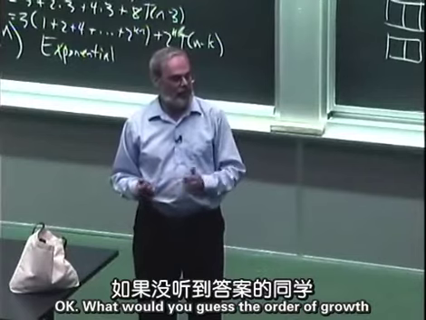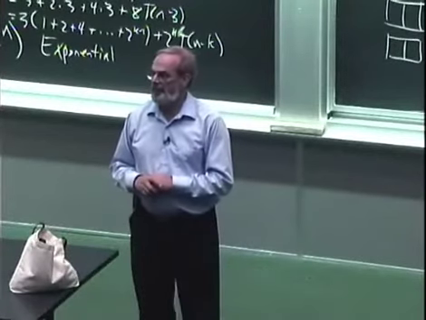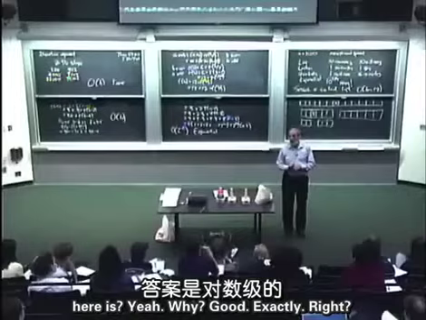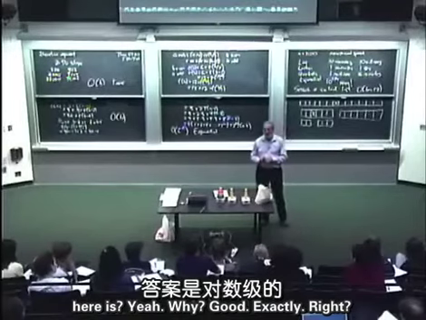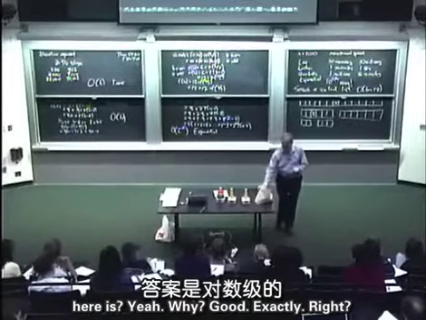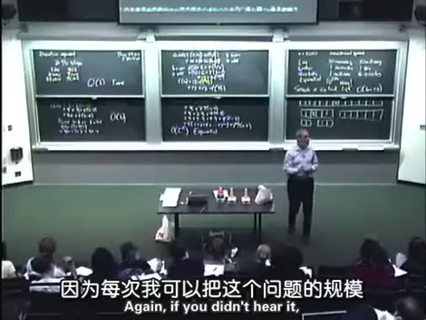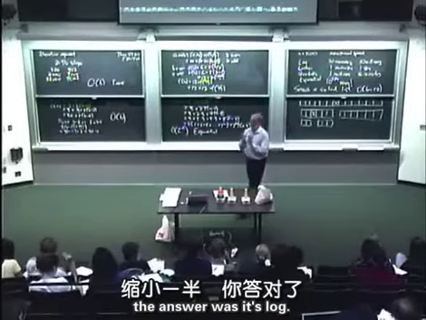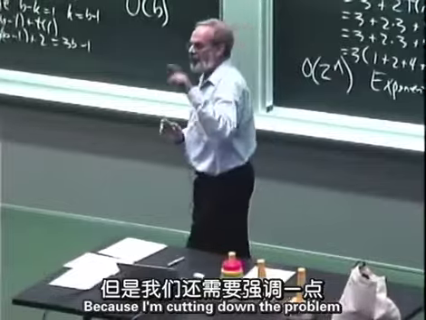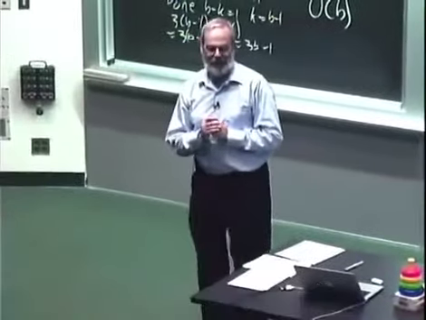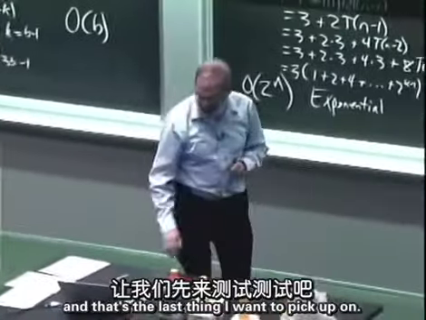What would you guess the order of growth here is? Why? Good, exactly. The answer was it's log, because I'm cutting down the problem in half each time. You're right, but there's something we have to add to that, and that's the last thing I want to pick up on. Let's look at the code.